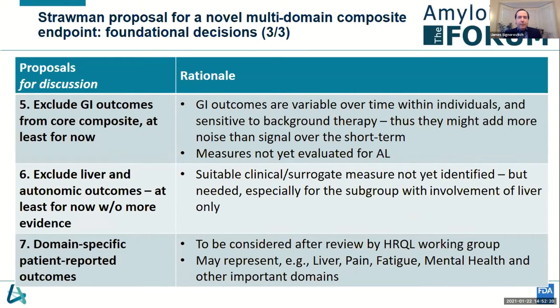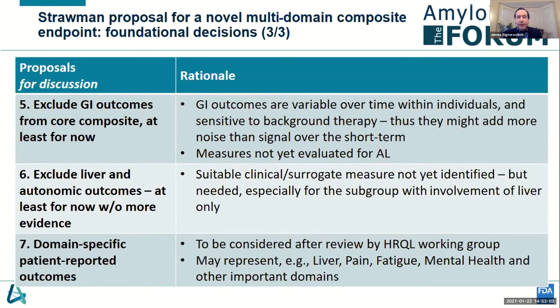Okay, and then three other decisions, and these I think grow out of some of the presentations and discussions that you heard today. First, we felt that GI outcomes weren't yet ready to be included in a composite. There weren't measures that were available for AL, and also with the responsiveness to certain background therapies, it wasn't immediately clear that GI outcomes would add more signal than noise to a composite. We're also not able to include liver outcomes at present, at least not without more evidence.